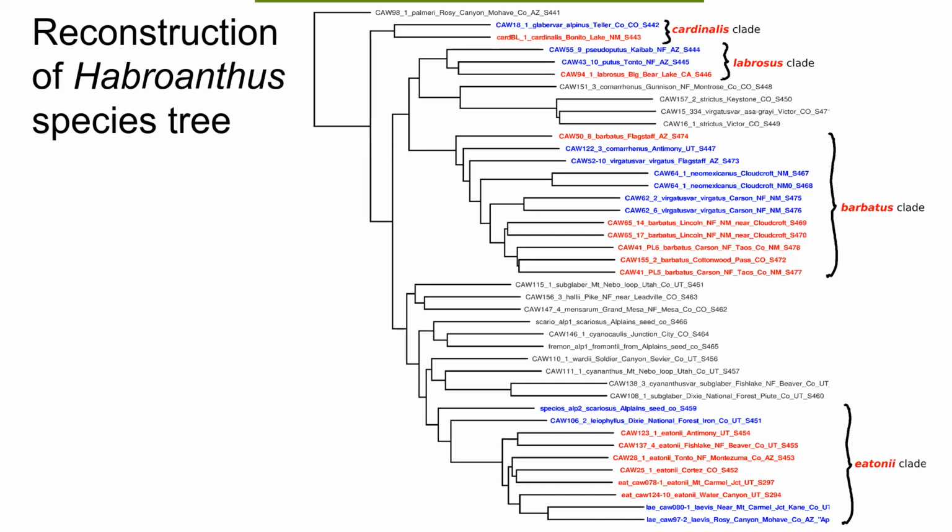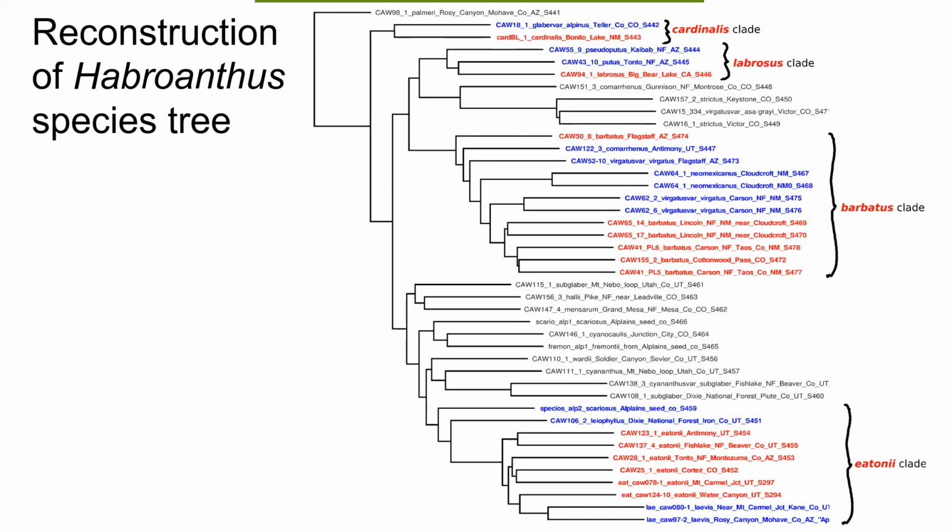And that pattern is that, in fact, it looks like we have four independent cases of evolution of hummingbird syndrome. So there's the Cardinalis lineage, Labrosus, Barbatus, and Eatonii. And each of those, as you can see, is paired, like in the cartoon I showed, with a blue, bee pollinated sister species, which I've highlighted in blue.